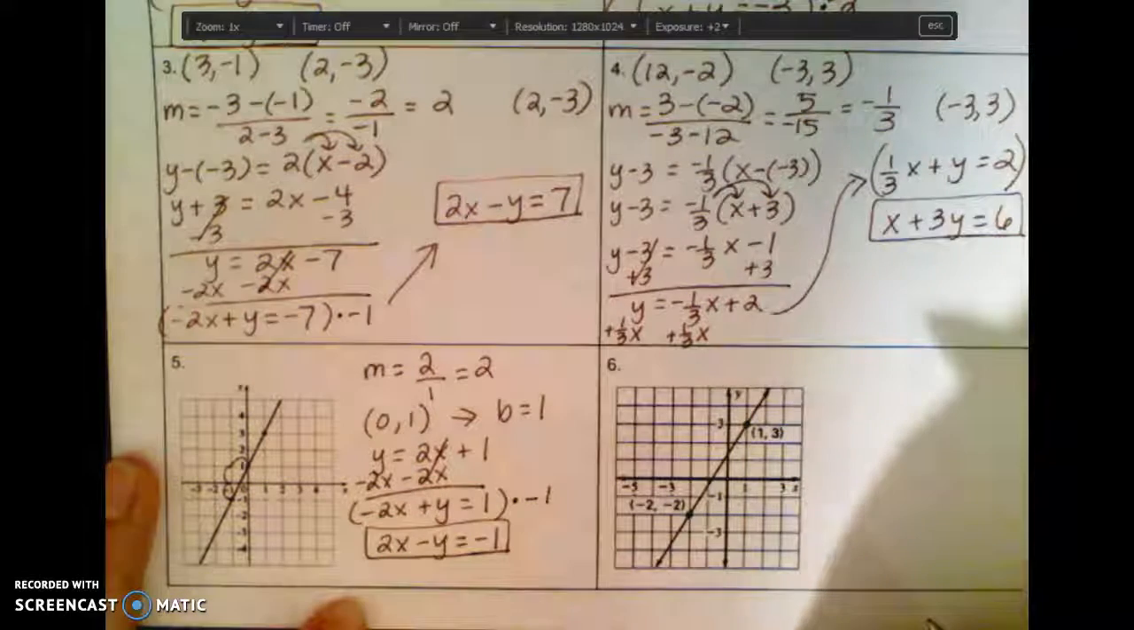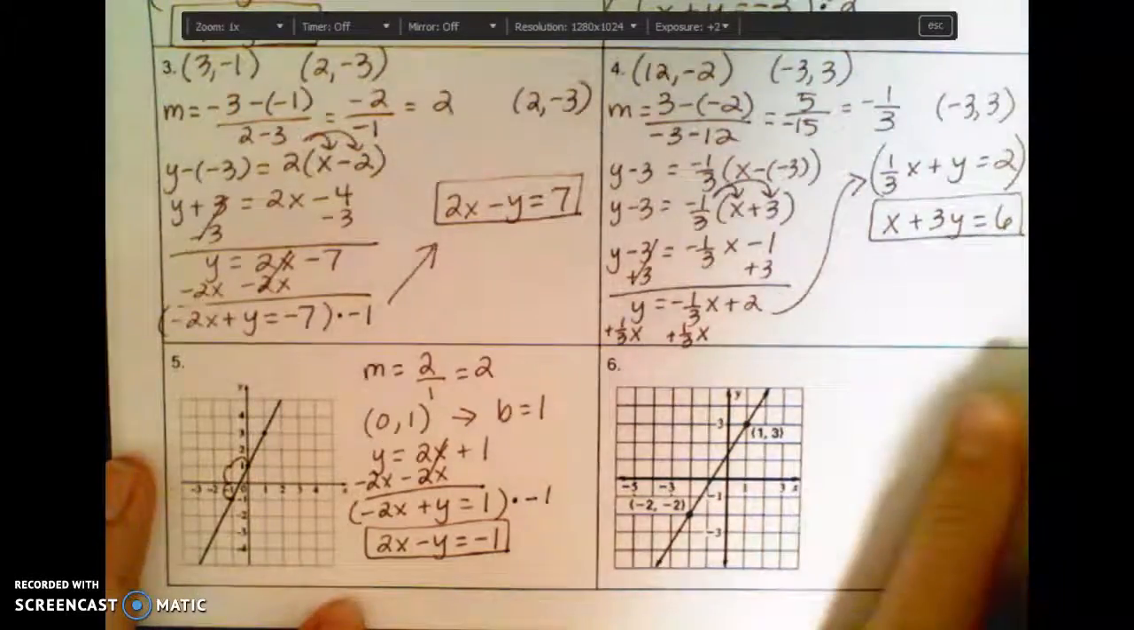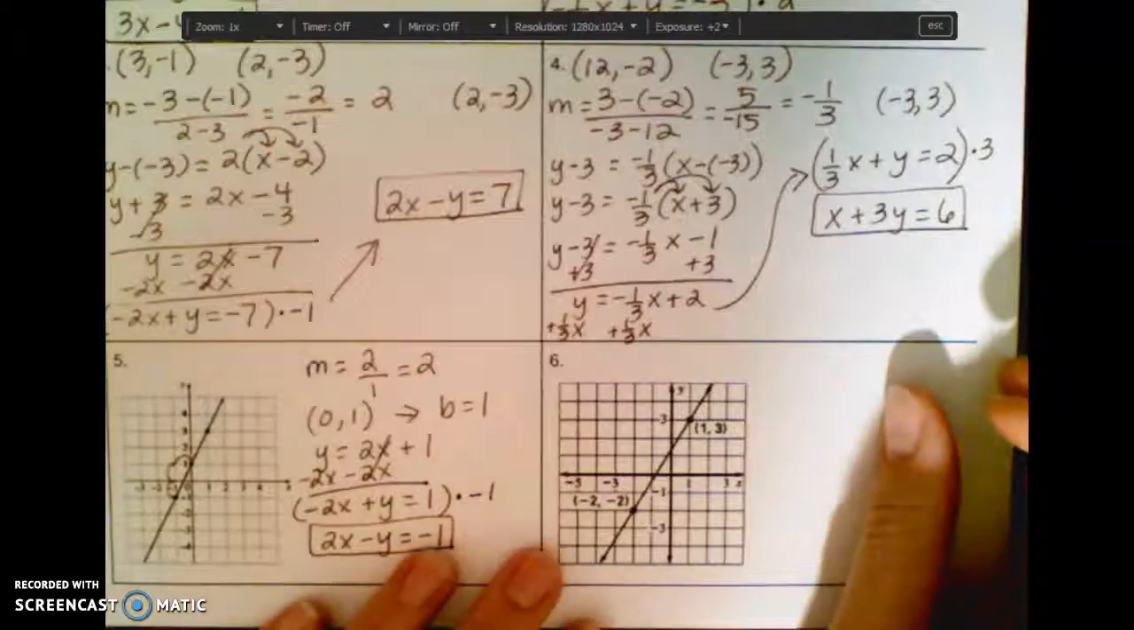So go ahead and try this next graph on your own, and then we'll come back together. We need our slope. This one, the intercept is not clear, so you'll have to pick a point and plug it in. So go ahead and try that.